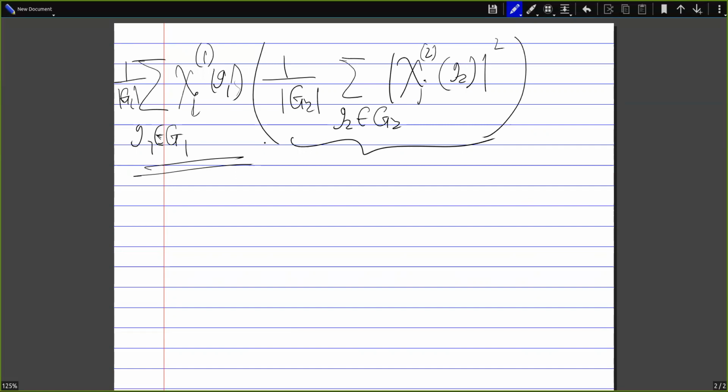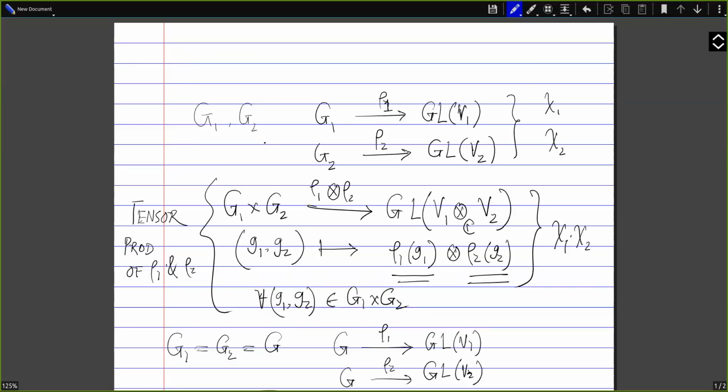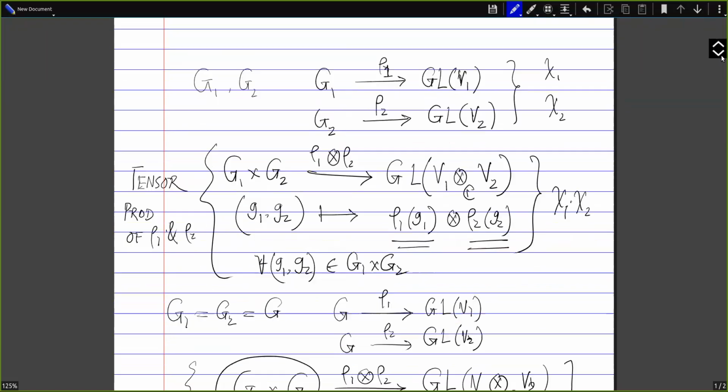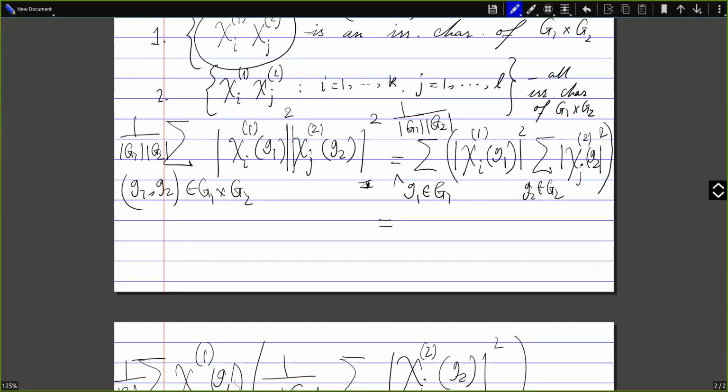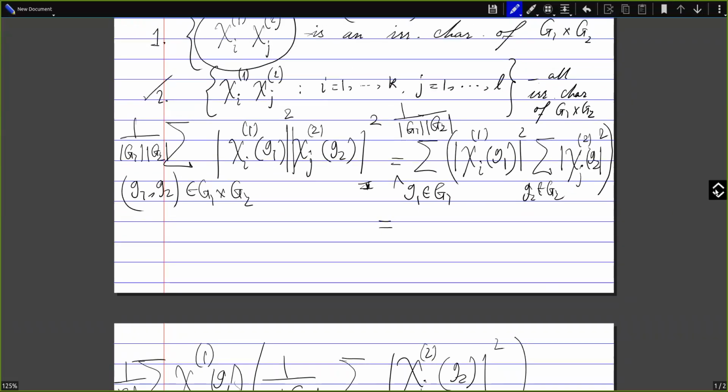Now the main part is that I have to show that these are all the irreducible characters. We'll now show the second one.